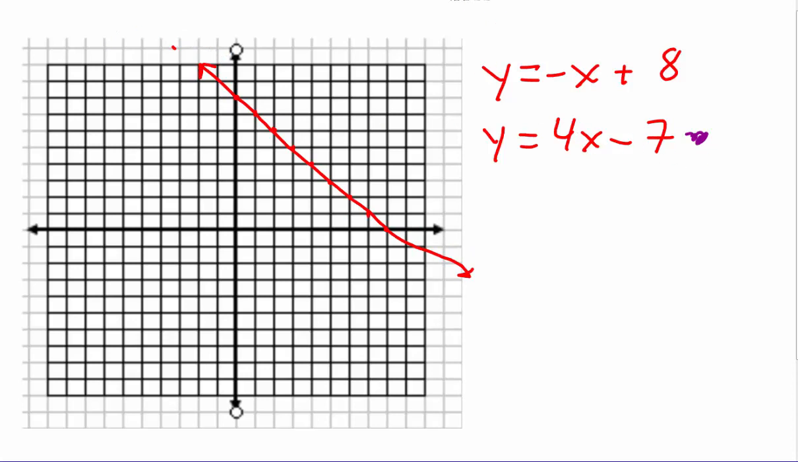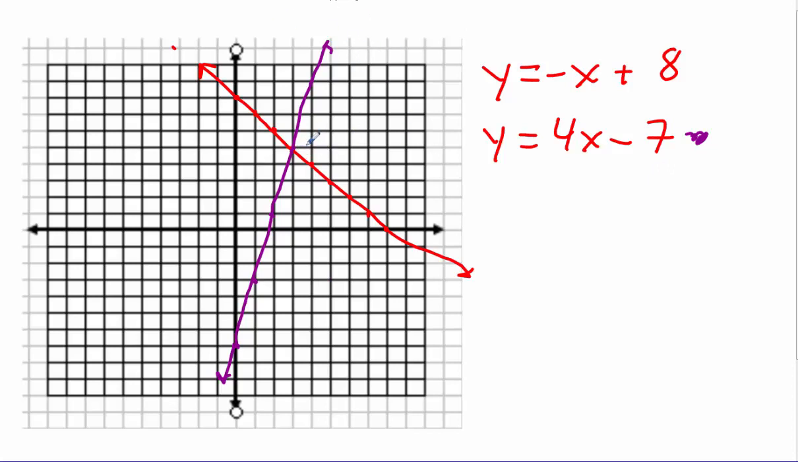Okay, so that's our first line. We're going to graph our second line, y equals 4x minus 7. The y-intercept is down here at -7: 1, 2, 3, 4, 5, 6, 7. We have a slope of 4, which means we're going to go up 4 and over 1. Again, up 4, over 1. Up 4, over 1. Up 4, over 1. And again, we're going to draw our line. This one turned out pretty nice, like most of them will.